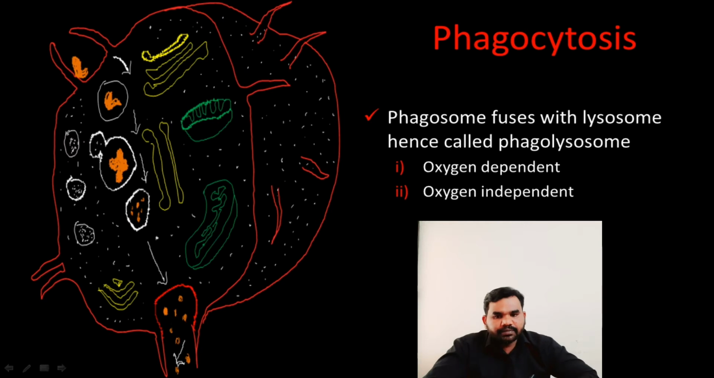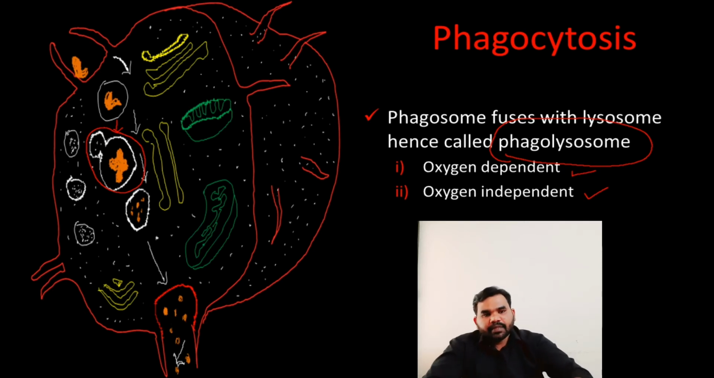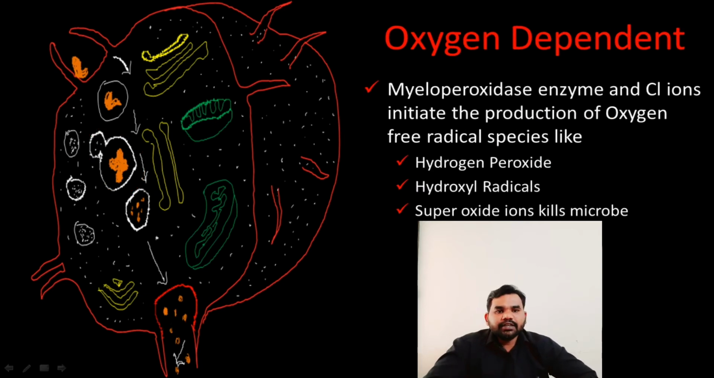Once the phagosome is formed, this phagosome will combine with the lysosome. Here this phagosome is combining with the lysosome and it is forming the phagolysosome. Once the phagolysosome is formed, inside the phagolysosome, the microorganism is killed with the help of two mechanisms. One is the oxygen dependent mechanism and another one is the oxygen independent mechanism. That means the microorganism inside this phagolysosome is killed with the help of oxygen and without the help of oxygen. So let's first see how the oxygen dependent mechanism will kill the microorganism.